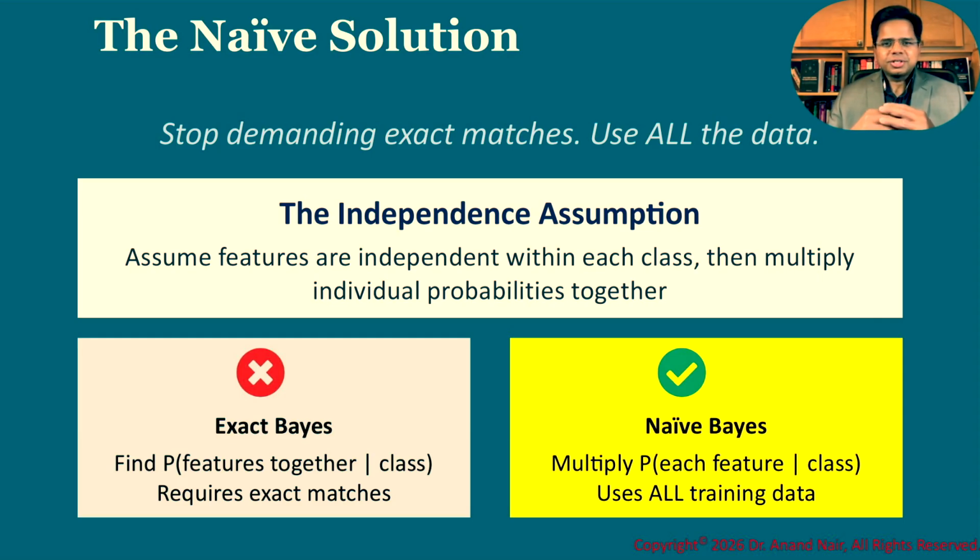Now, is this assumption actually true? Almost never. In real life, features are correlated all the time. If someone got a poor performance review, they probably also got passed over for promotion. These things don't happen independently. But here's the surprising part. It works anyway. Why? Because most classification tasks don't need probabilities that are accurate in absolute terms.